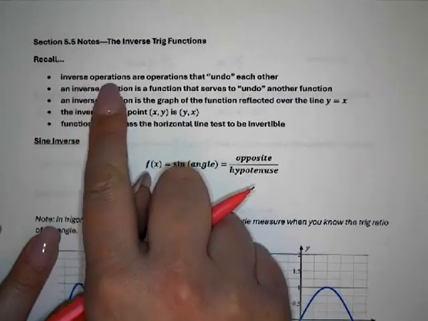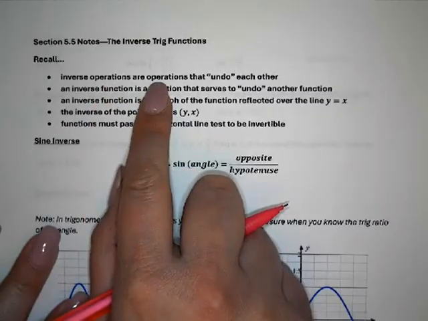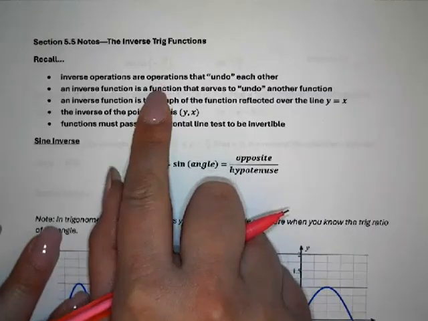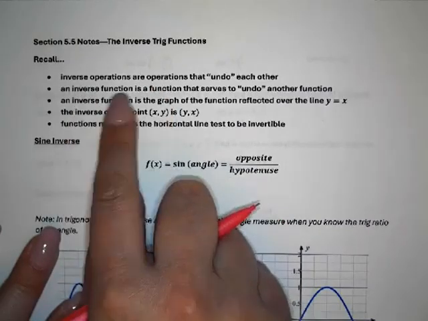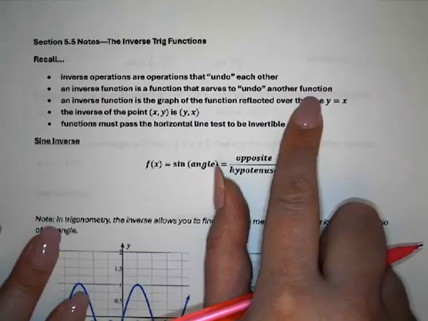So first we have inverse operations, which are operations that undo each other. Addition and subtraction, multiplication and division, squaring something and square rooting something, exponents and logarithms. So those are things that you've learned about already. An inverse function is a function that serves to undo another function.